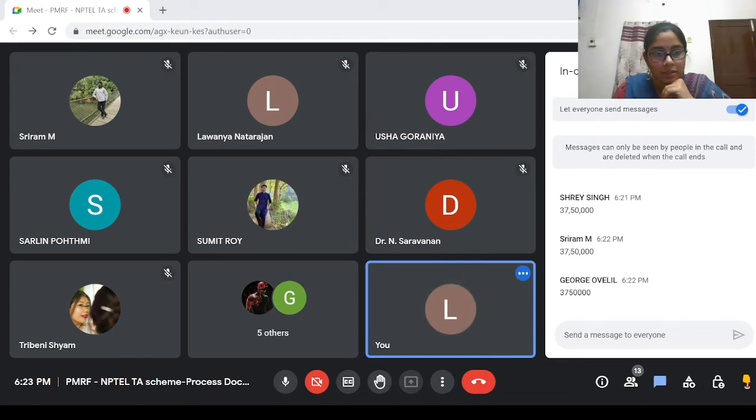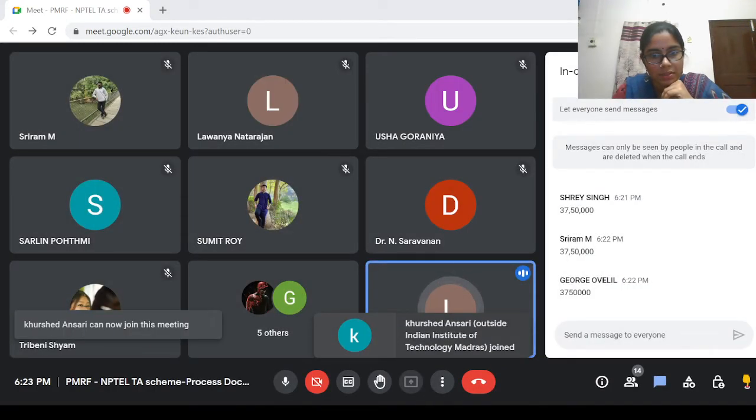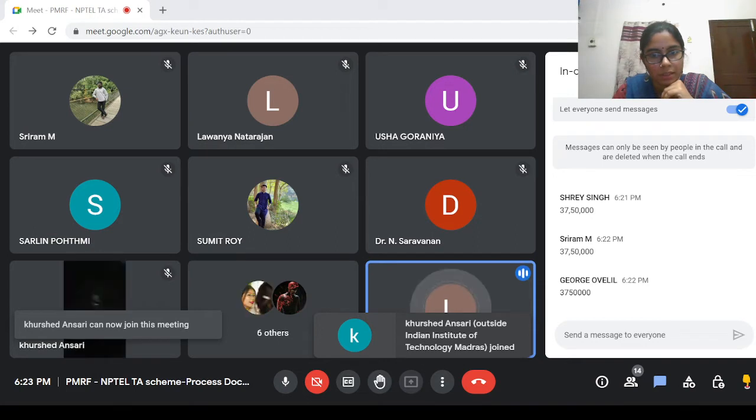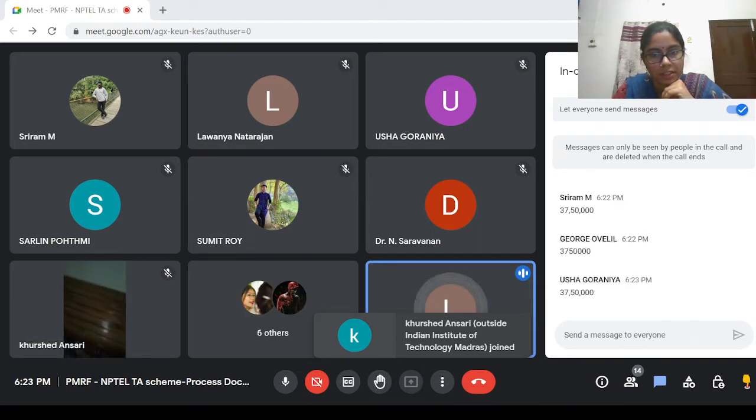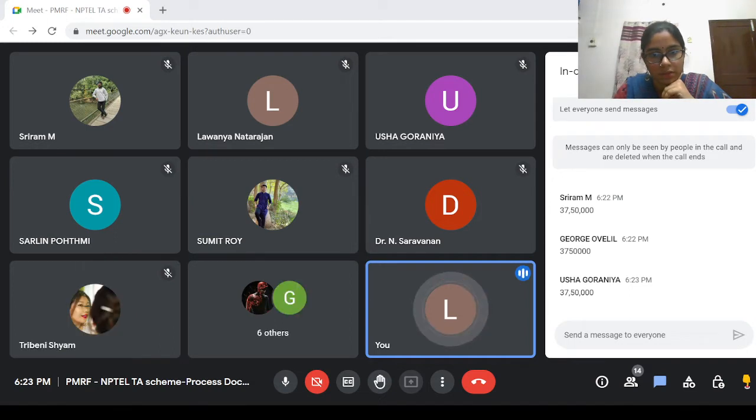So sometimes the cost of vessel 1 divided by cost of vessel 2 is equal to size of vessel 1 divided by size of vessel 2, whole power. Okay, Usha has also answered. George, Sriram, Shrey Singh, Sumit Roy, yeah, and Hrishikesh.